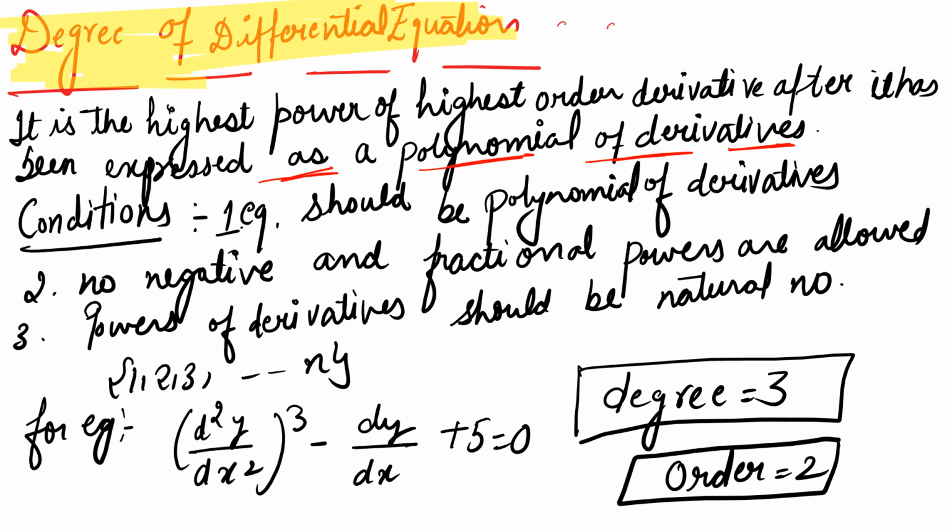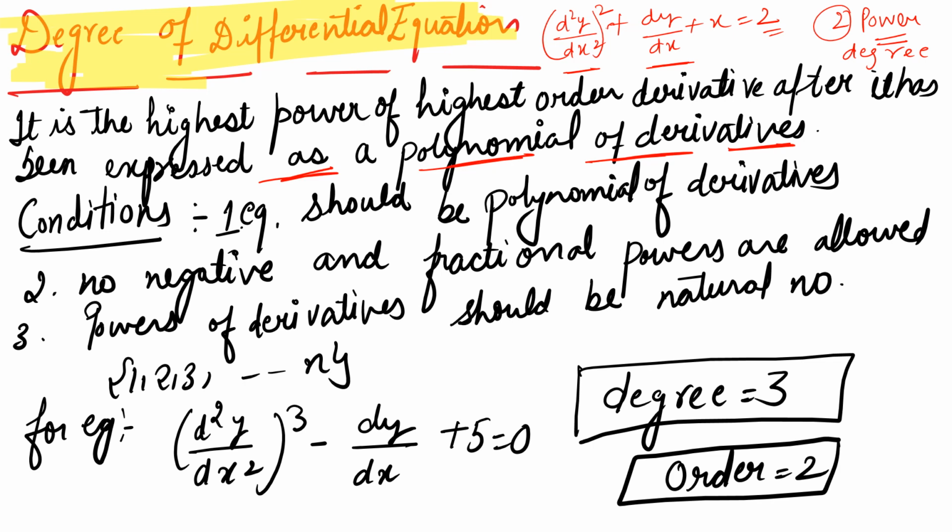For example, d square y upon dx square plus dy upon dx plus x equal to 2. What is the highest order derivative occurring here? This is the first order derivative, this is the second order derivative. The second order derivative is the highest order, and what is the power of that? That is 2. So the power here is 2, and that is the degree. The power of the highest order differential coefficient is called the degree.